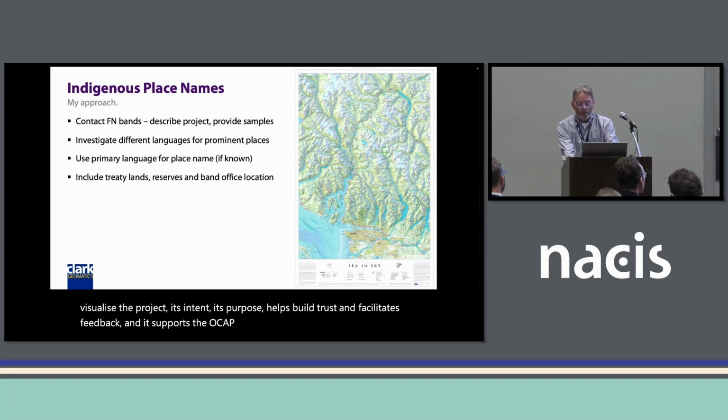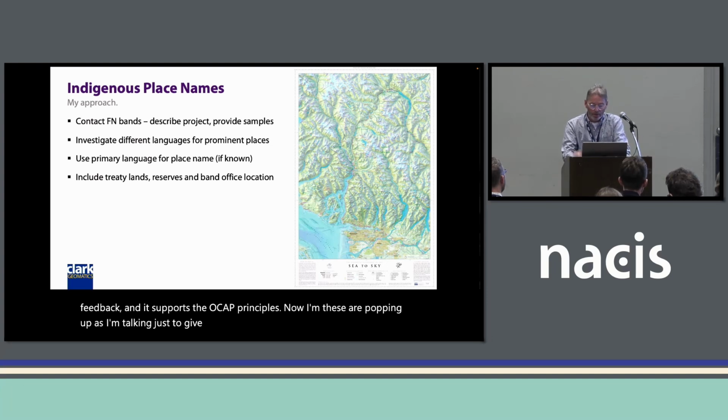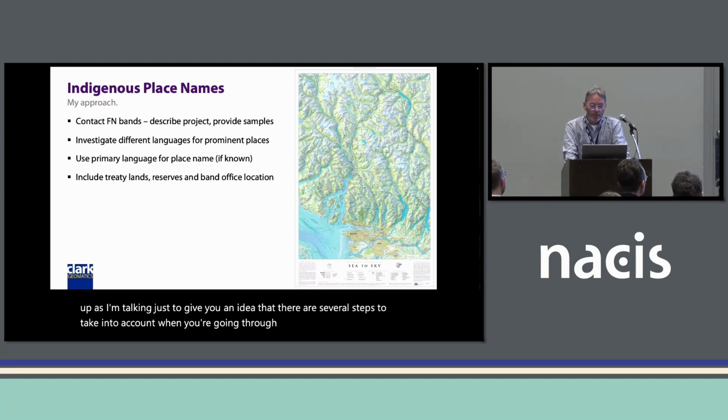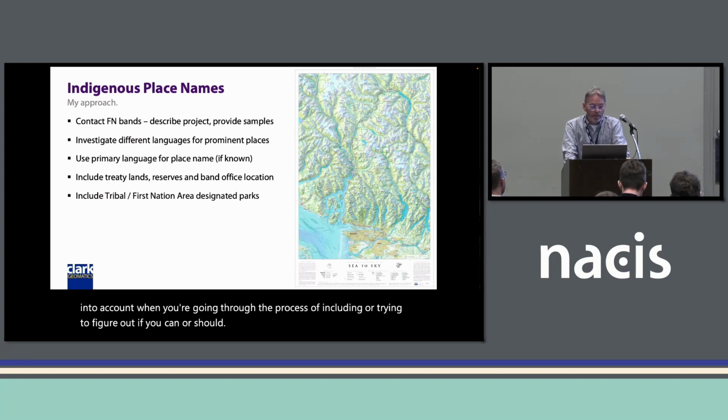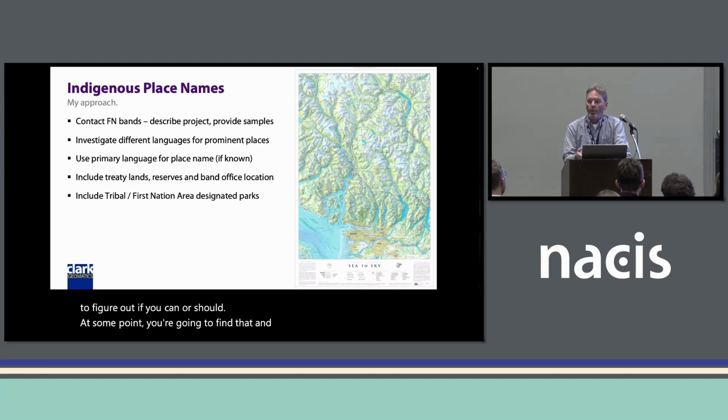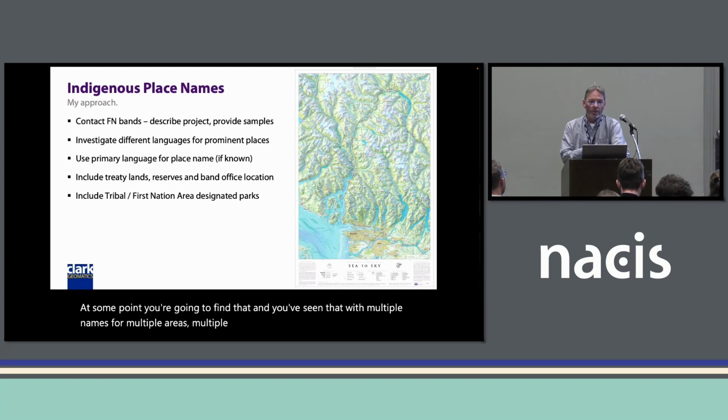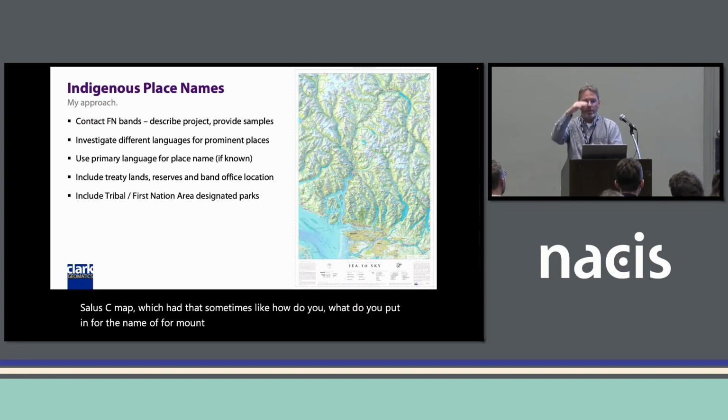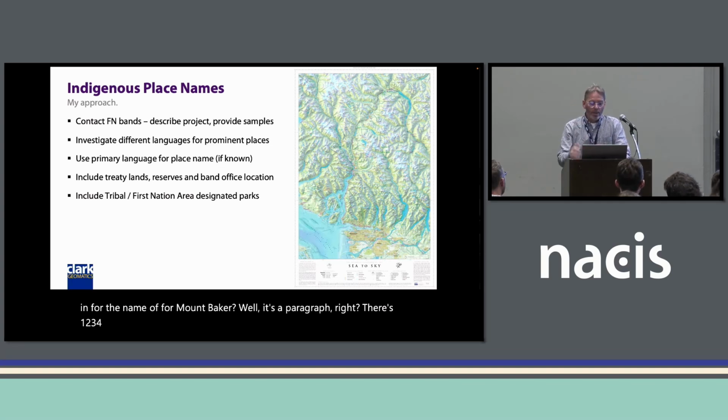Now, these are popping up as I'm talking, just to give you an idea that there are several steps to take into account when you're going through the process of figuring out if you can or should include names. At some point, you're going to find multiple names for multiple areas, in multiple languages. I did a map previously, the Salish Sea map, where sometimes, like, what do you put in for the name for Mount Baker? Well, it's a paragraph, right? There's 1, 2, 3, 4, 5, 6. How do you do that? I don't have an answer.